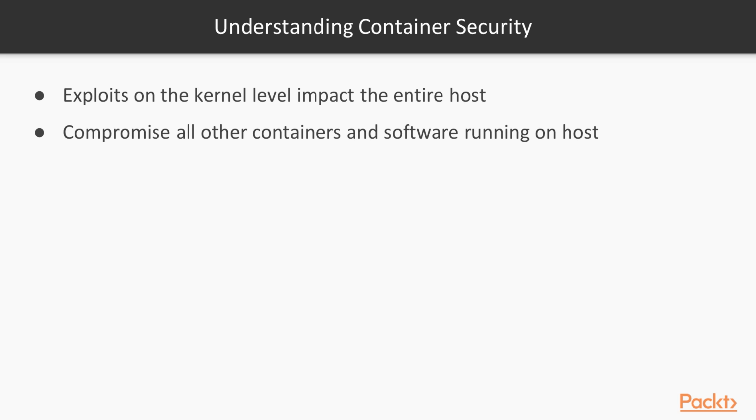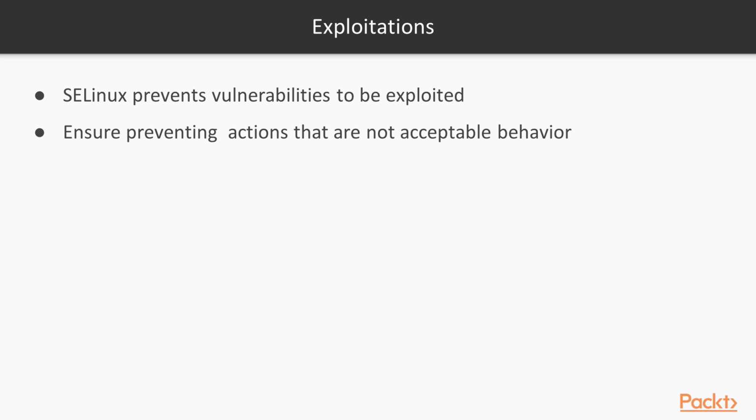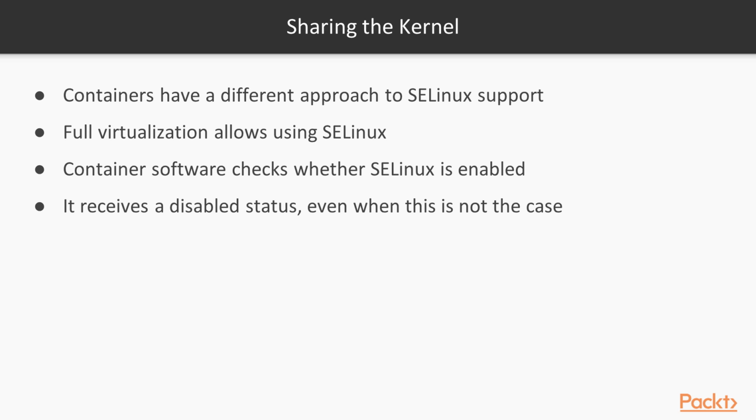As the Linux kernel is shared, exploits on the kernel level impact the entire host and can compromise not only the container through which an exploit is executed, but also other containers and software running on the host. Generally, one could imagine using SELinux to prevent vulnerabilities from being exploited. Policies could be used to ensure that software running in the container cannot perform any action that is not acceptable behavior for that software. However, as the Linux kernel is shared, containers have a different approach to SELinux support.